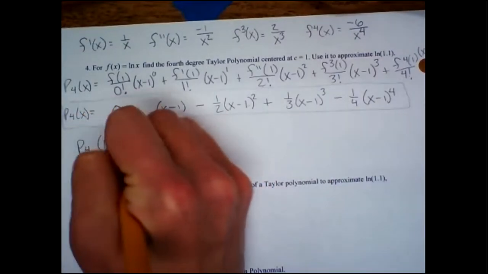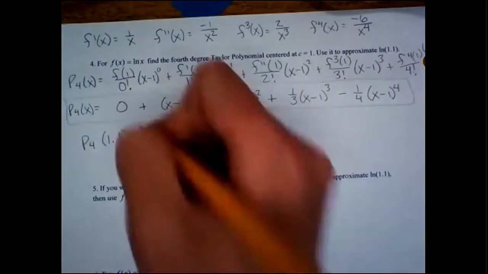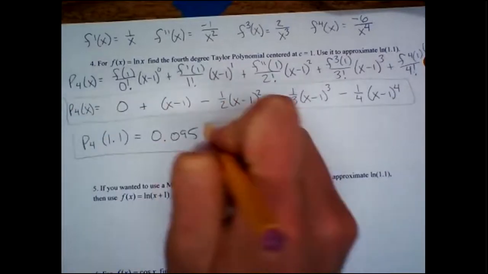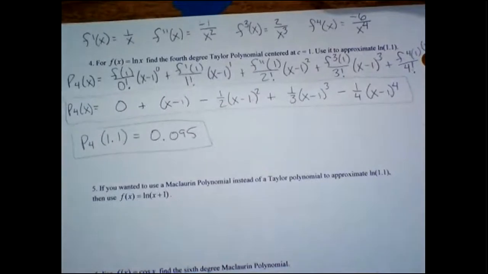If you plug 1.1 into all of that, for the sake of time, I already have it written down. I'm just going to tell you what it is. 0.095. If I asked you to plug 1.1 into all of this on your calculator, could you do it? Like if I made you do that? Okay.